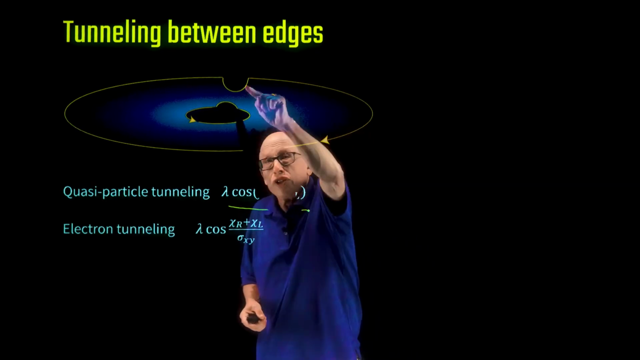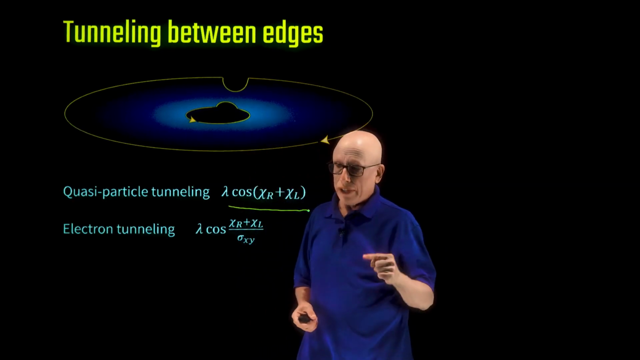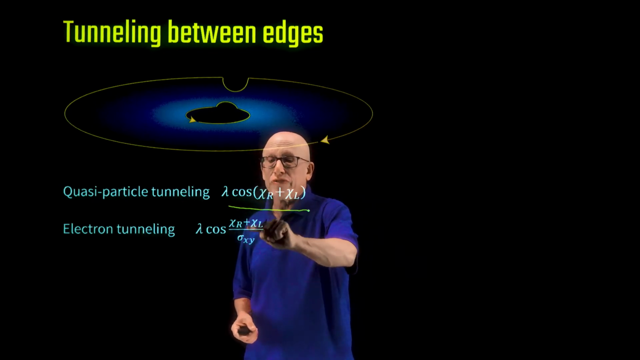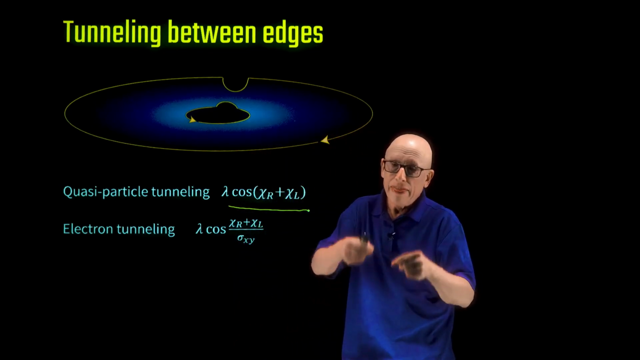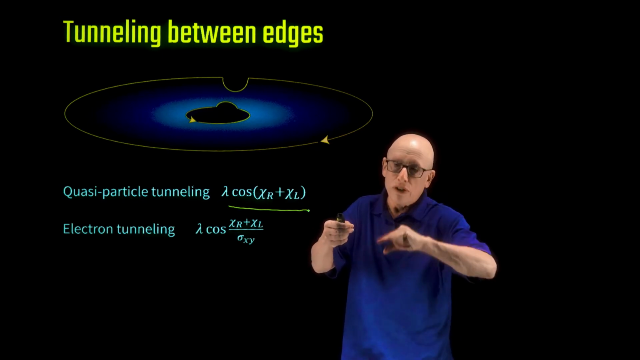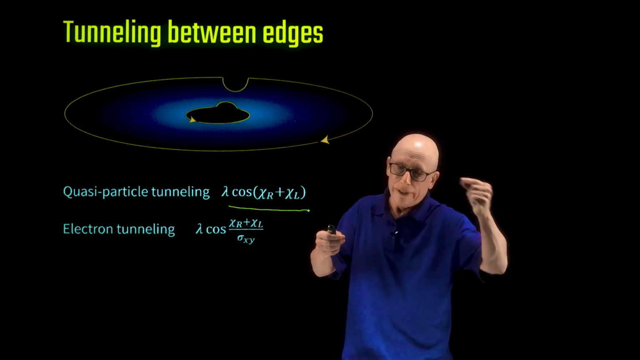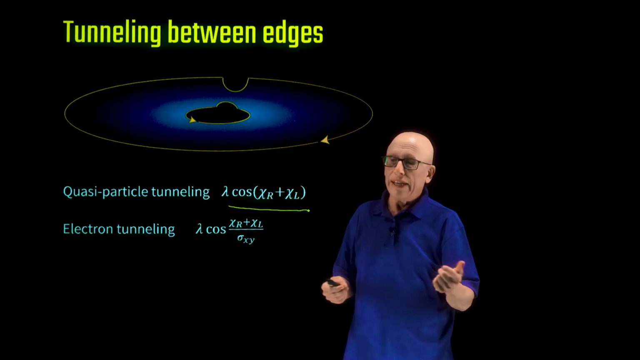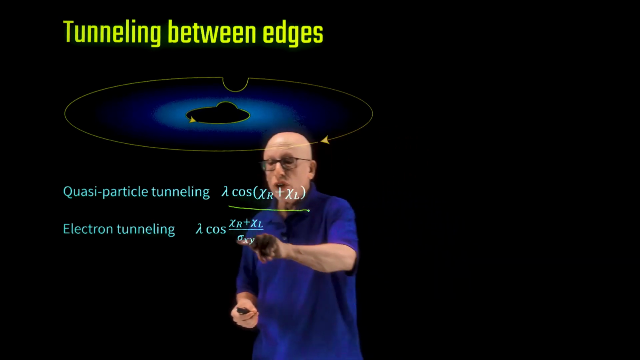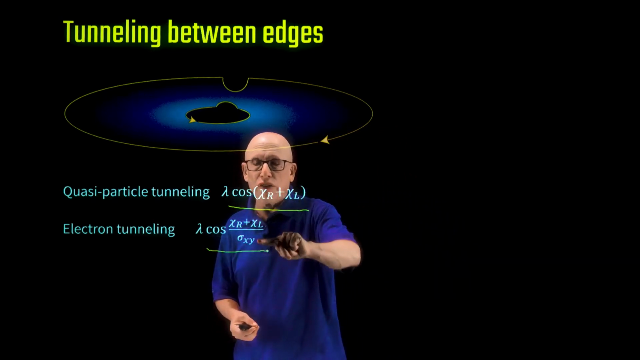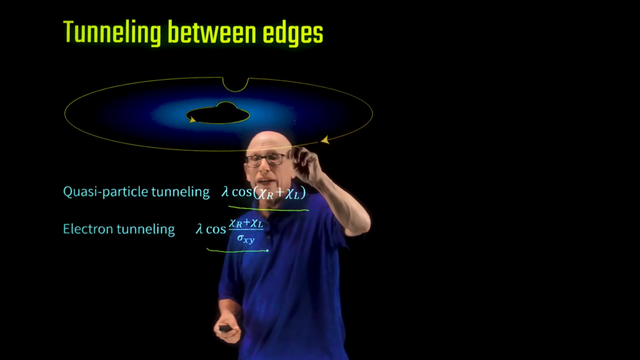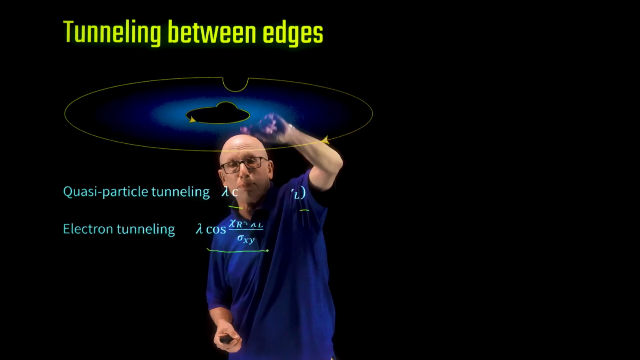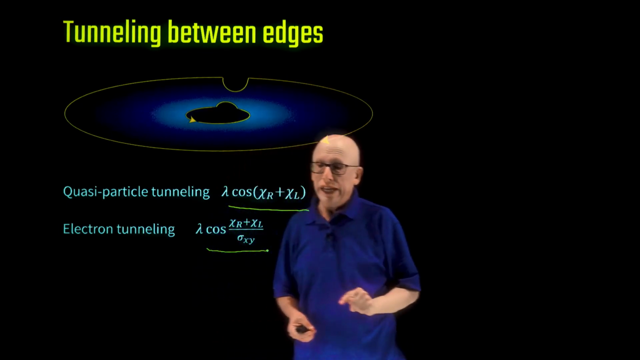But then there may also be an electron tunneling operator, and this one will have this factor of 1 over sigma xy, which basically says that an electron is just 1 over sigma xy quasi-particles, 3 quasi-particles in the case of nu equals 1/3. So the tunneling of an electron would look like that, where chi r and chi l are the fields that correspond to the two edges.